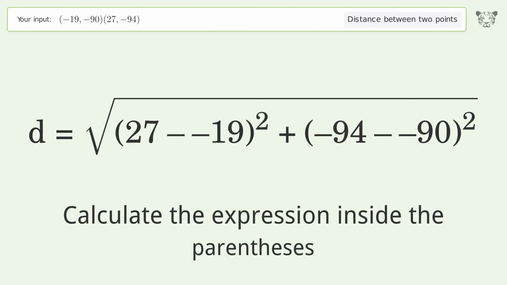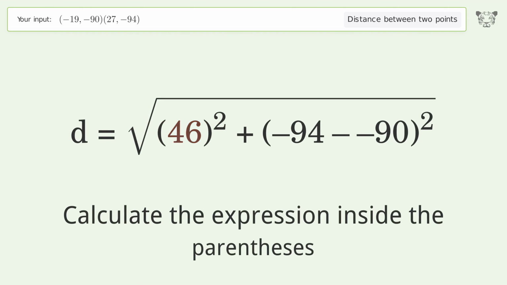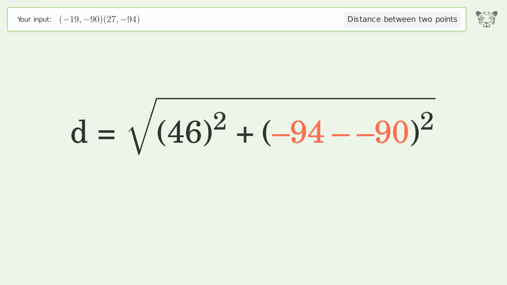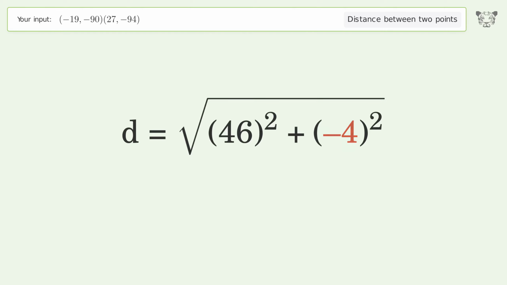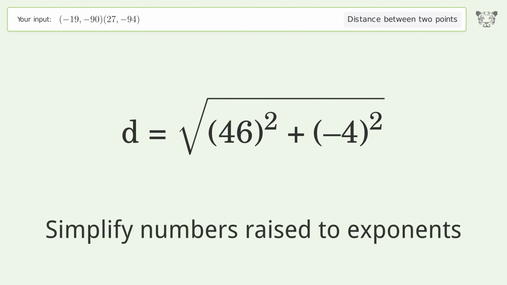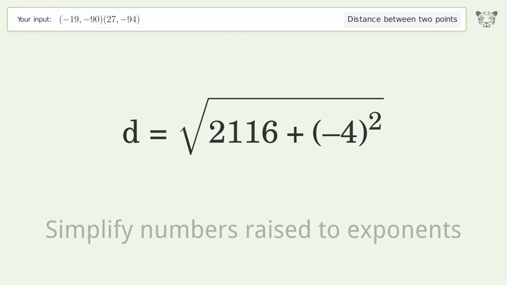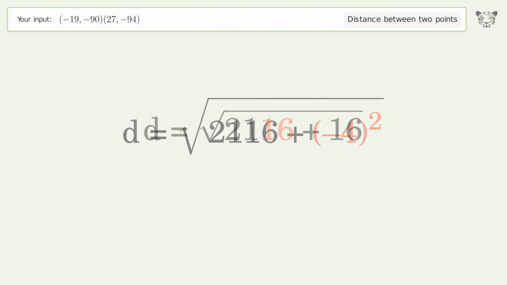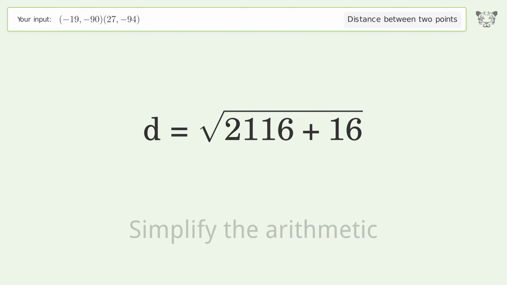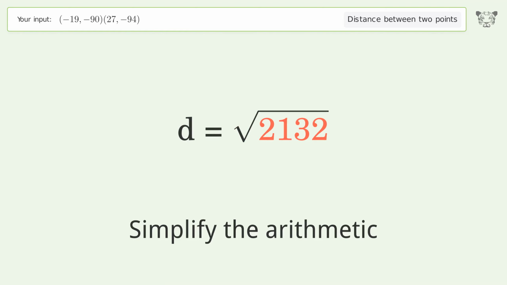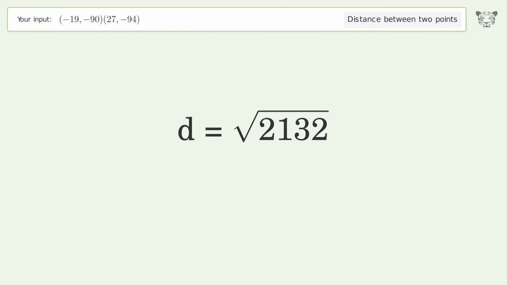Calculate the expression inside the parentheses. Simplify numbers raised to exponents. Simplify the arithmetic. And so the distance between the 2 points is the square root of 2132, or 46.174.